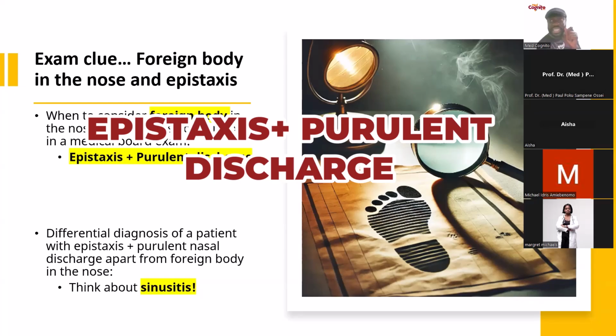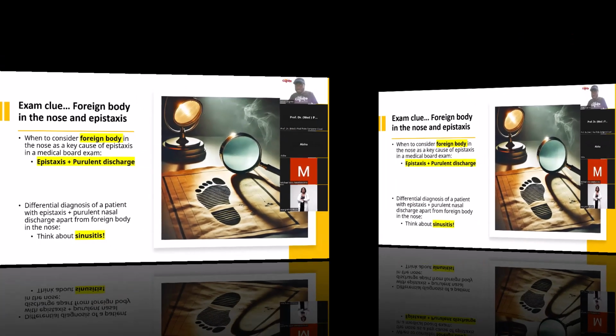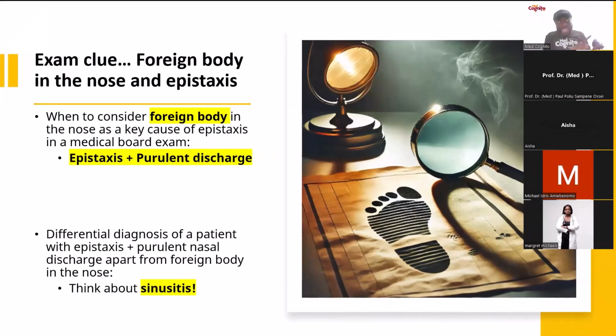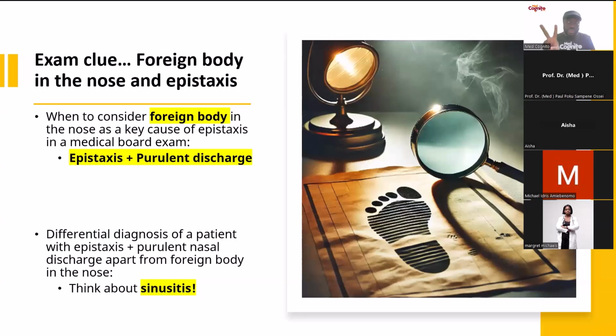Epistaxis with purulent discharge. If you are presented with a child who has epistaxis and you're also told that along with the epistaxis from one nostril, there's also purulent discharge, start thinking about foreign body as a possible cause. And most of the time, that foreign body has been there for quite some time. Now, epistaxis with purulent discharge, what is another differential apart from foreign body? Sinusitis. So, two things.